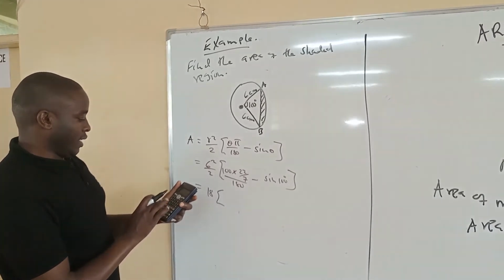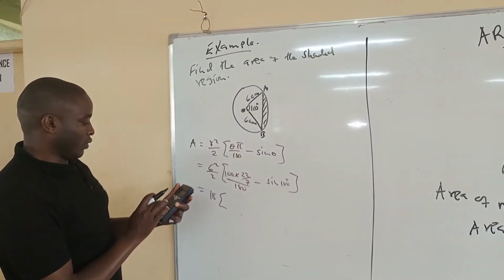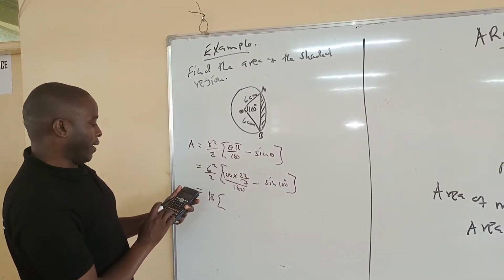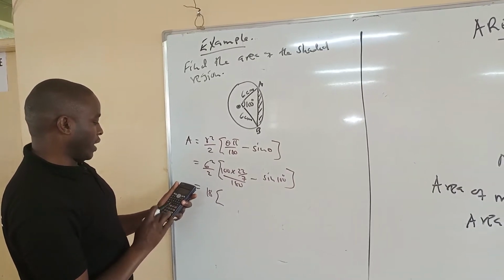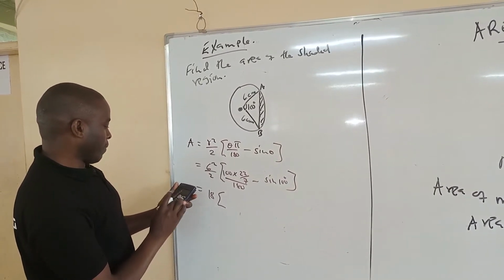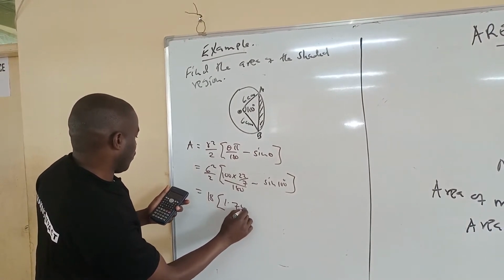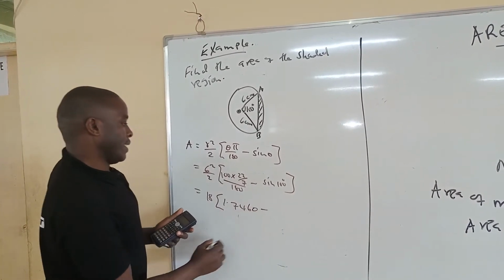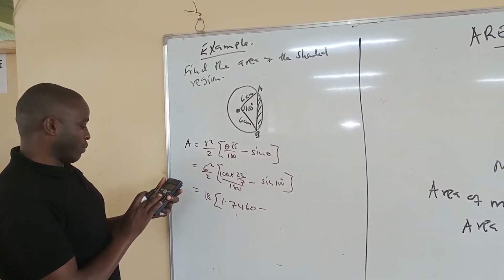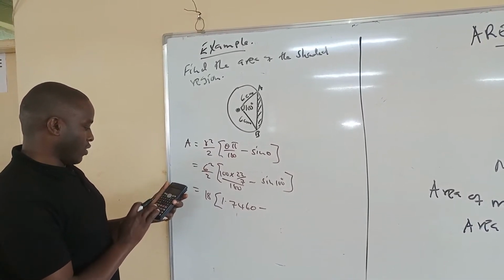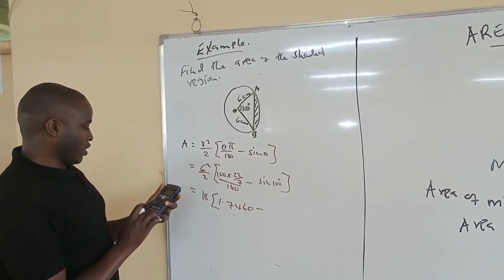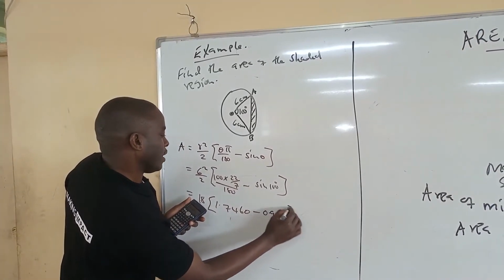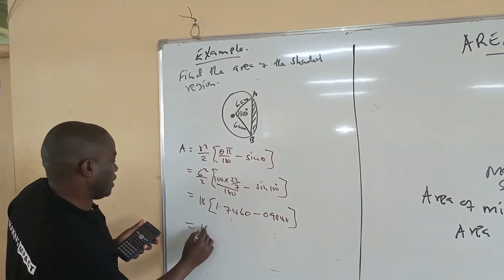Using a calculator, you get 314.285. Then whatever you get, you divide by 180, and you get 1.7460. Then minus the sine of 100. Use your calculator and press sine of 100, and you get 0.9848. Now we subtract the two, it will be 18 times.